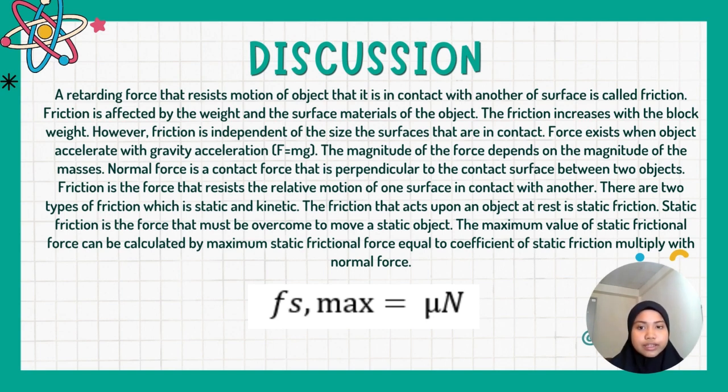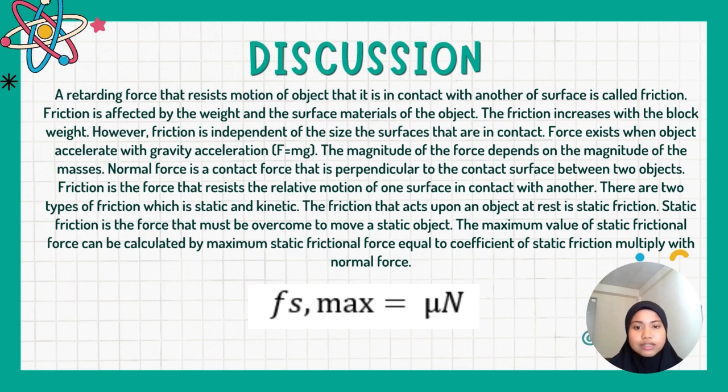Friction is affected by the weight and the surface material of the object. The friction increases with the block weight. However, friction is independent of the size of the surfaces that are in contact. Force exists when an object accelerates with gravity acceleration, F equals mg. The magnitude of the force depends on the magnitude of the masses.